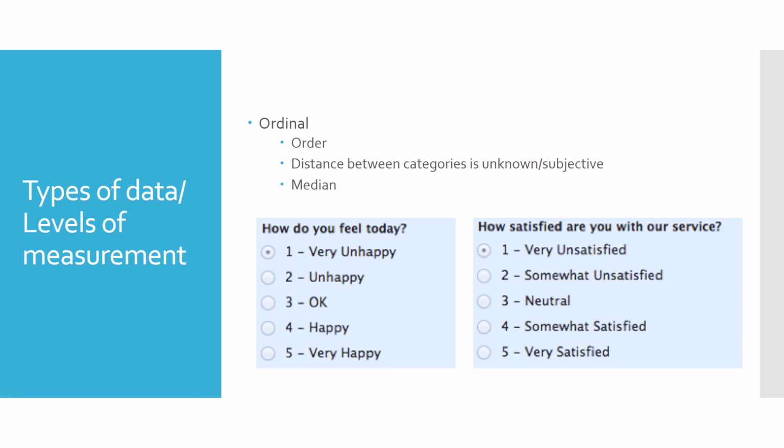So the difference between the categories is unknown or is subjective, and really the most common measure of central tendency with this one that you could use, or the most complex, would be median. Okay, so placing in the middle. So that's ordinal. You can place them in an order, or you can rank them. We don't necessarily know the spacing between the categories, and you would use the median measure of central tendency.